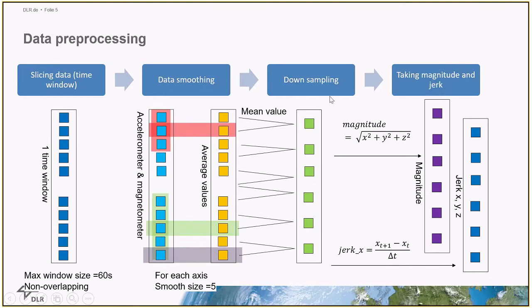So the third step is downsampling. We will test different downsampling frequencies. Here is only one example, showing that every 2 data items are merged into one, and that means the mean value is taken. So in this case, the downsampling frequency is 50 Hz. The last step is calculating magnitude and jerk. These two equations show how magnitude and jerk are taken.